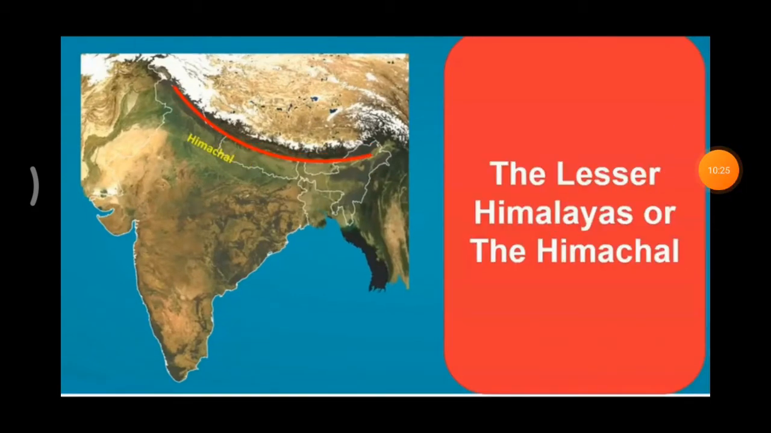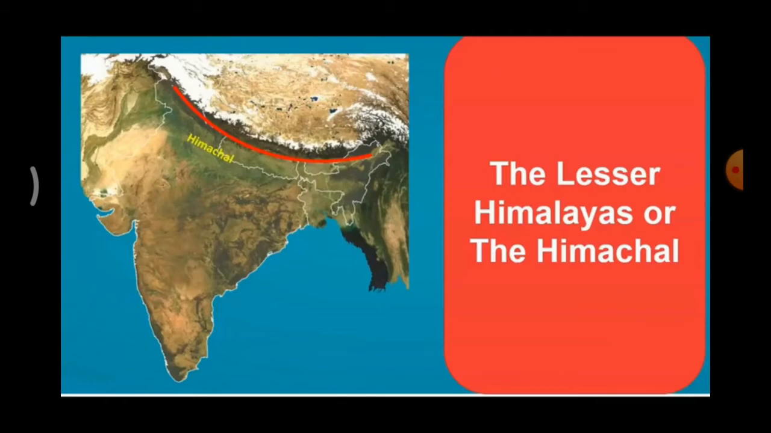Second one, Lesser Himalayas or Himachal. It is the middle range of the Himalayas. The height of this range varies from 3700 to 4500 meter. Its width varies up to 80 km. It receives more rainfall than Himatri, the Greater Himalayas.